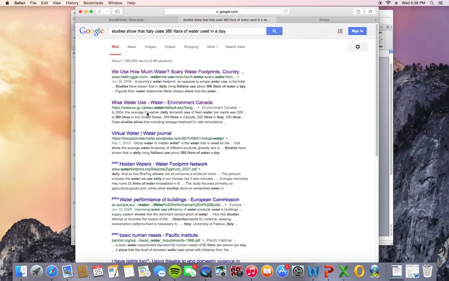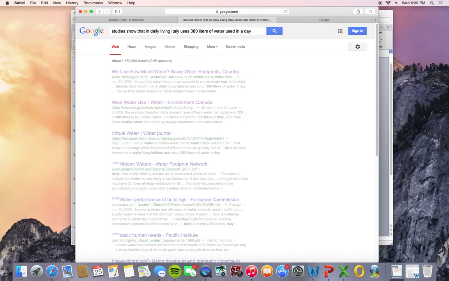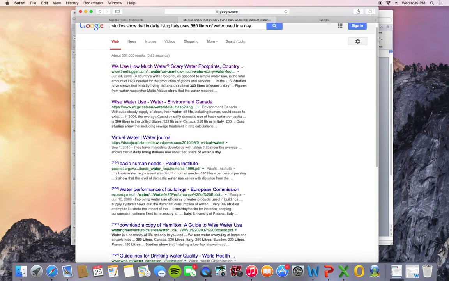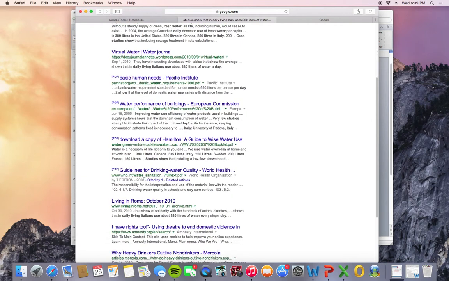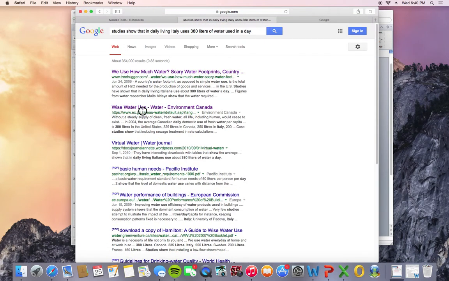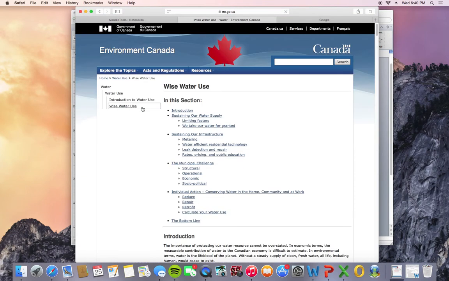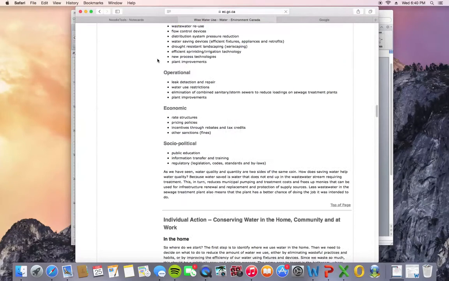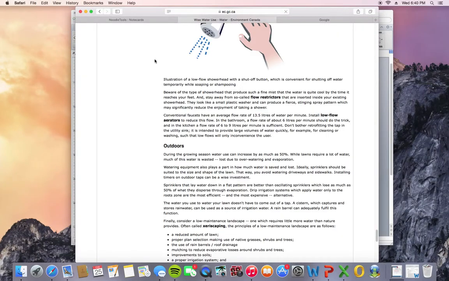Now Tree Hugger pops up because that's what it said in here. In daily living, it'll use it. So again, let me click on this to see if this is being... Okay, so here we go. Government of Canada. Environment Canada. Already, I'm going to gain an understanding that this is going to be a reliable website.